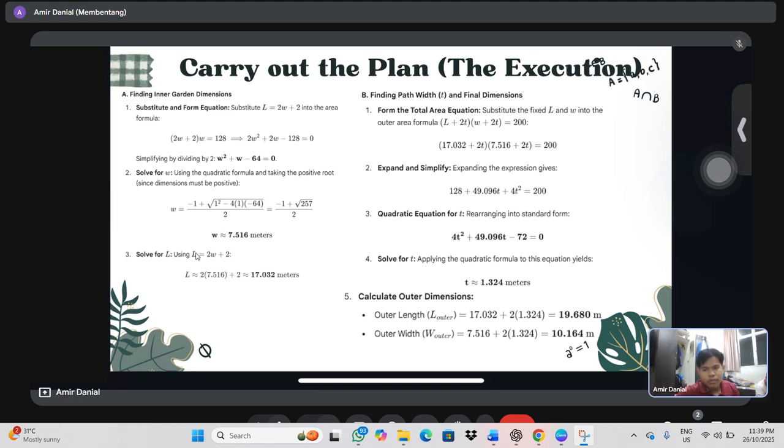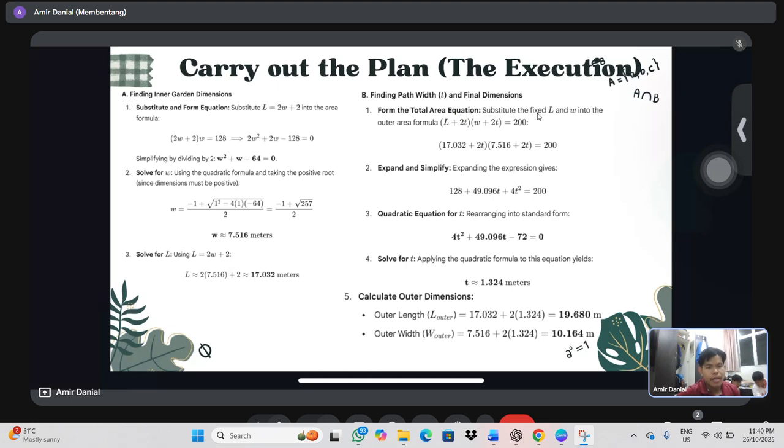Step 3, solve for L, using L equal to 2W plus 2. So L is 2 multiply 7.516 plus 2. So L is 17.032 meters. And then for part B, we need to find the path width, which is T, and the final dimensions. First step, form the total area equation.